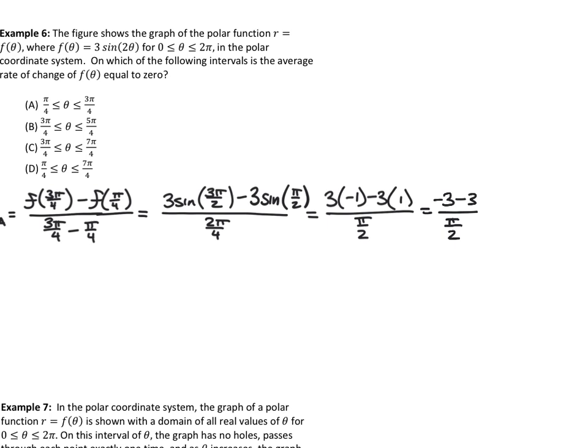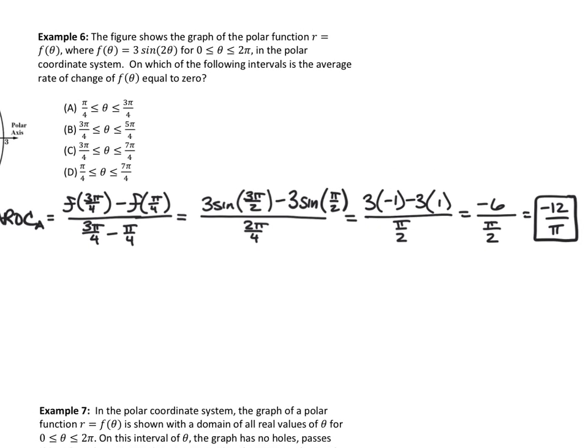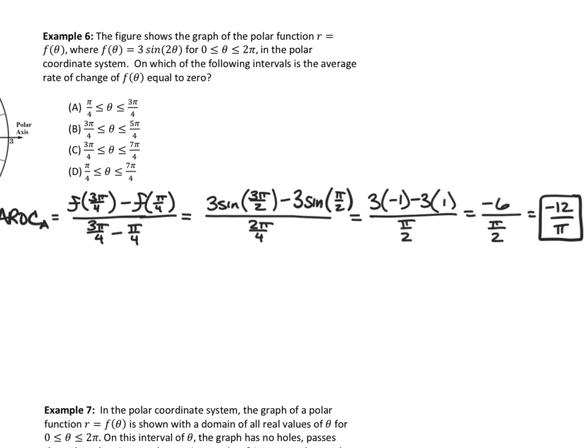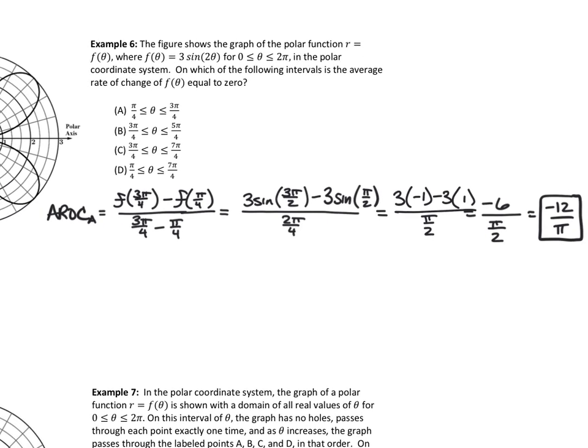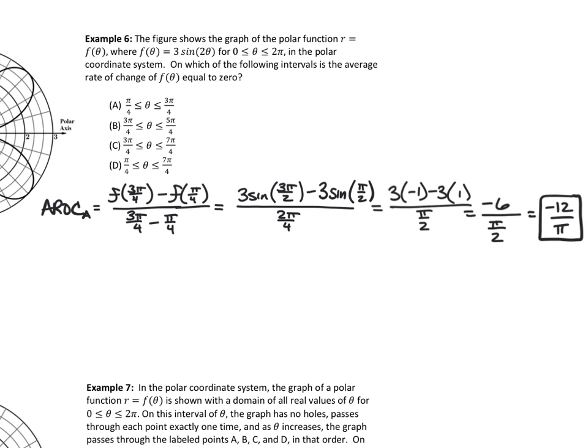Just to save myself room, we can do this part at the same time. What is 3 minus 3? -6. If we keep, change, flip, keep the top, change the bottom, keep, change, flip, that ends up making this -12 over pi. Is that 0? No, we're looking for which one of these has an average rate of change equal to 0. We got this one to be equal to -12 over pi, which is not what I wanted.